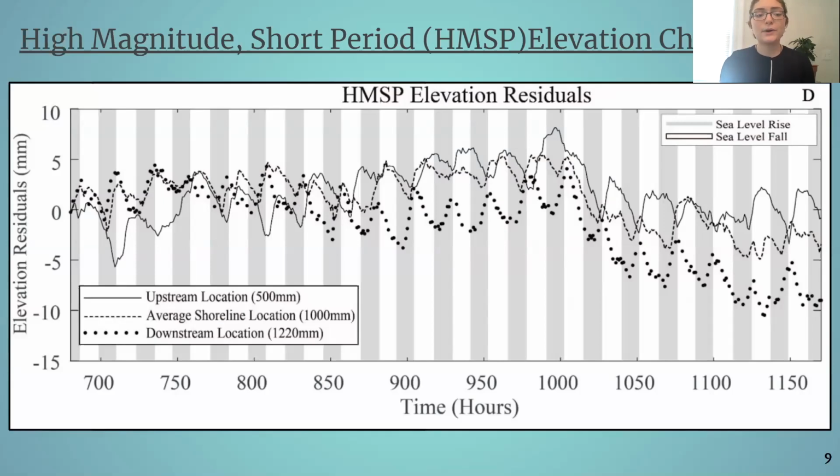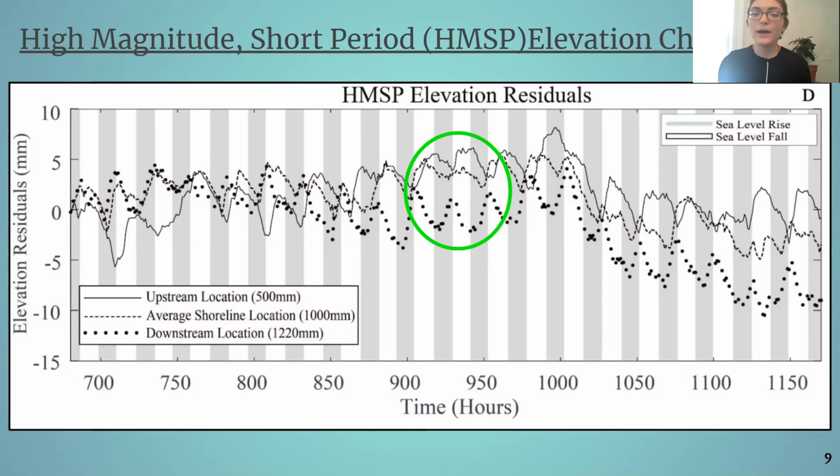The time is in hours because when we scale down the delta from field size to flume size, we can reduce the time needed to build a delta. In gray, I've shaded sea level rise, and in white is sea level fall. And you can see our 3 locations changing in elevation as sea level changes. One really clear example of this is here, where the dotted line, the downstream, is decreasing in elevation as sea level falls and increasing in elevation as sea level rises, which makes sense because this downstream location is closest to sea level.